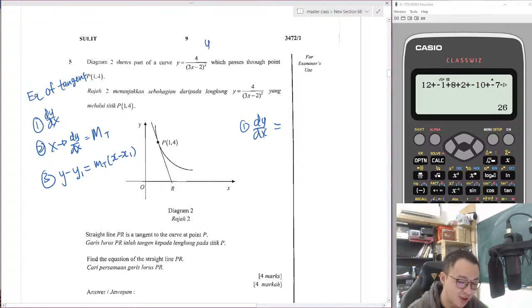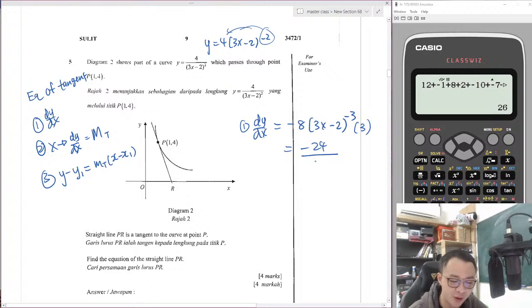I'm going to differentiate this one, but before differentiating, I prefer changing it into the index form first. Power moves to the front, which is negative 1. Then copy whatever you have inside the bracket, minus 1, which is minus 3. Differentiate inside the bracket, at the back here, which is 3. So I should have about negative 24 over (3x minus 2) to the power of 3.